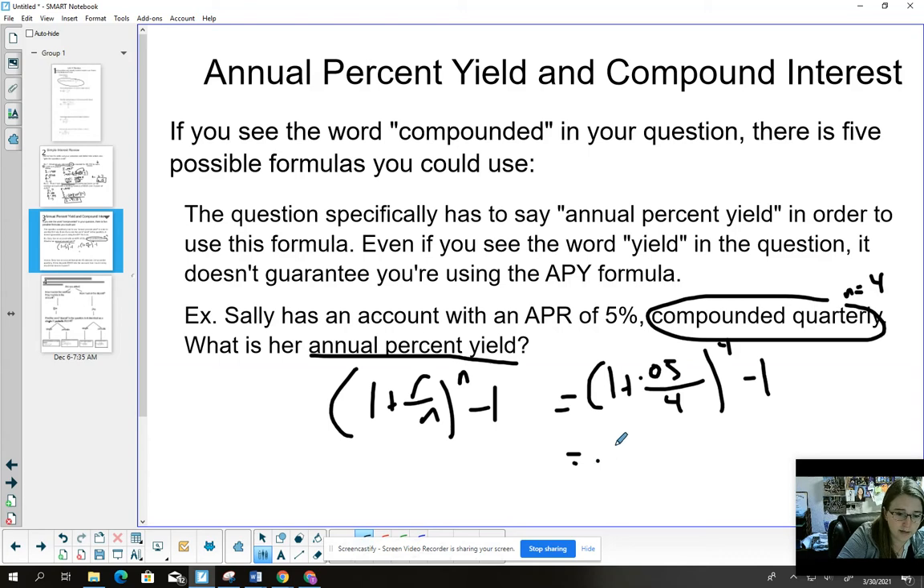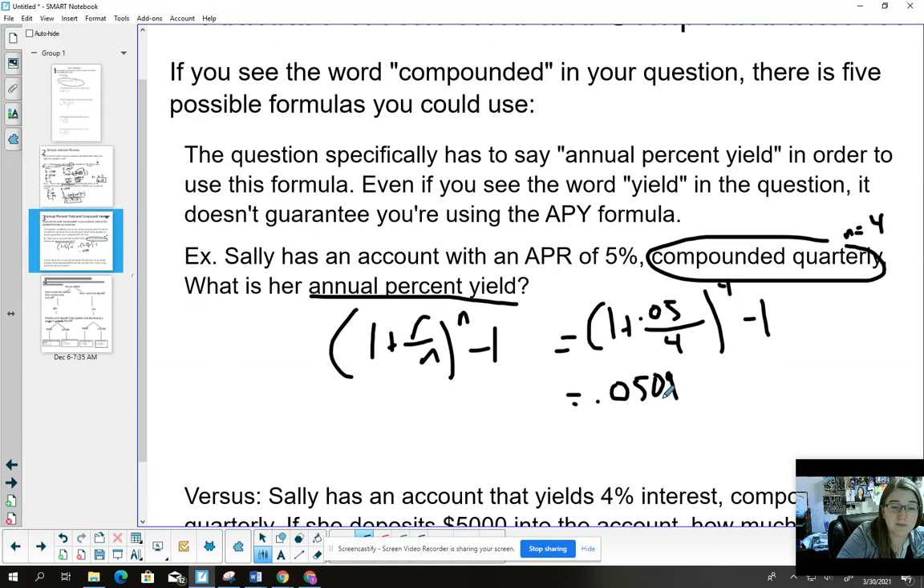Okay, so we get 0.0509. Now, the reason why I'm using that many decimals is because the whole point is compounding. Your interest, your yield, what you actually get, is going to be different than your APR, if you remember this lesson. So you want to write your answer so that you show your APY is different than your APR.